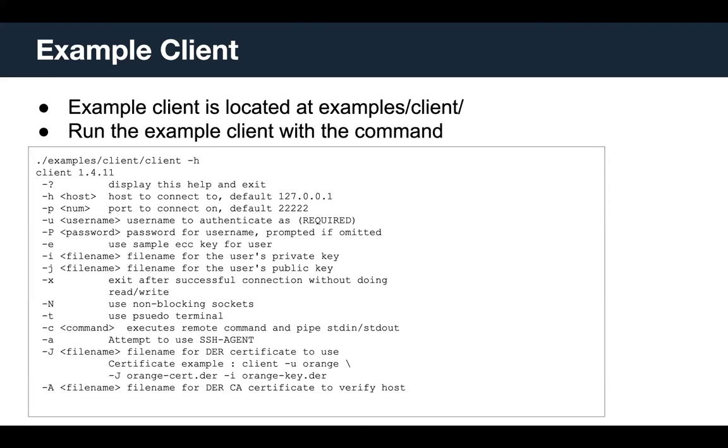Our application that I'll talk a little bit more about later is set up more like a drop-in replacement for OpenSSH's. So it handles the user at host type of syntax. But also in this example client, I'd like to point out that it has this -j again for use with X509 certificates. And you can use -A for a CA certificate to verify the host with.